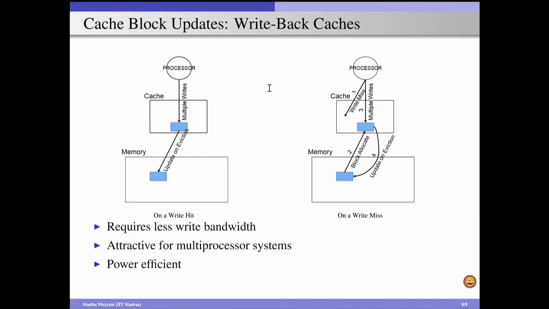Obviously, because the write back policy absorbs all processor writes, it minimizes the bandwidth requirement, and it also minimizes the overall energy consumption by not accessing the memory or the lower level of caches. And it is very attractive for multiprocessor systems, mainly because the bandwidth requirement is not so high. So typically we can consider write through policies mostly at the higher level caches, but for the lower level caches we go for write back caches.